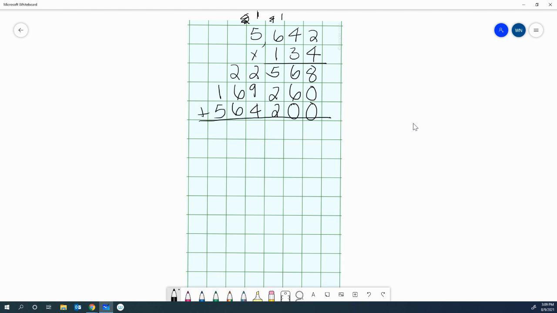Let's add it up. 8. 6 plus 6 is 12. 5, 6, 7, 8, 9, 10. 10, 12 plus 4 is 16. 12, 13, 14, 15, and 7. You should have gotten 756,028. If you did not get that, make sure you are checking your work to see where you went wrong.